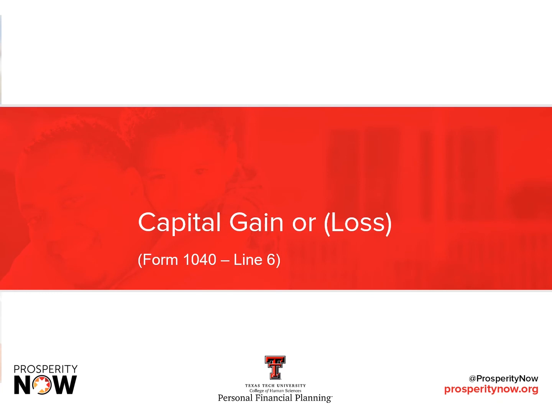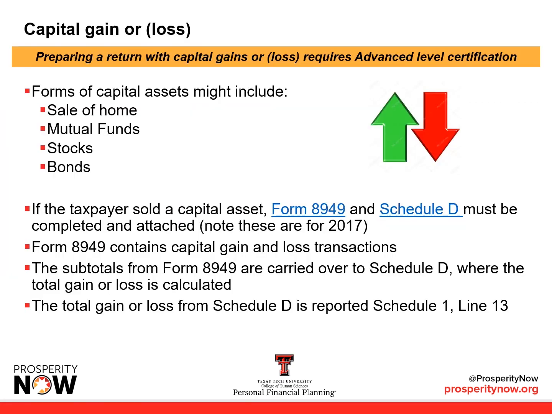Next, we'll talk about capital gain or capital loss. And this is line 6 on the Form 1040. Note, preparing a return with capital gains or capital loss requires an advanced level certification. Forms of capital assets might include sale of home, mutual funds, stocks, and bonds.